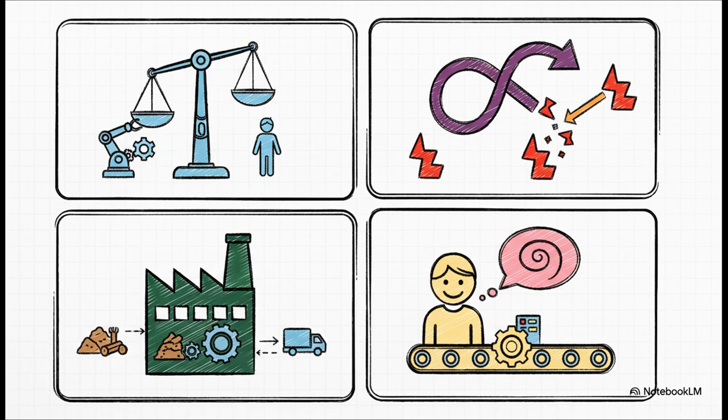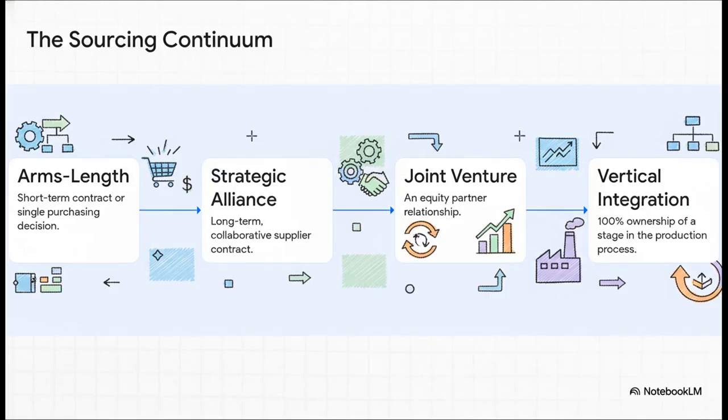In English, this is pretty straightforward. It's the degree to which your customer is actively involved in the creation of the product or service. This leads us right into the sourcing continuum, which just shows the different flavors of supply relationships. On one end, you've got an arm's-length relationship.